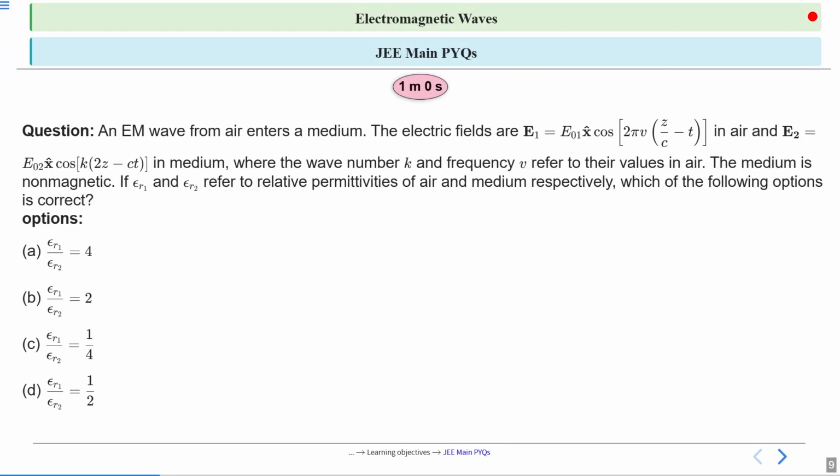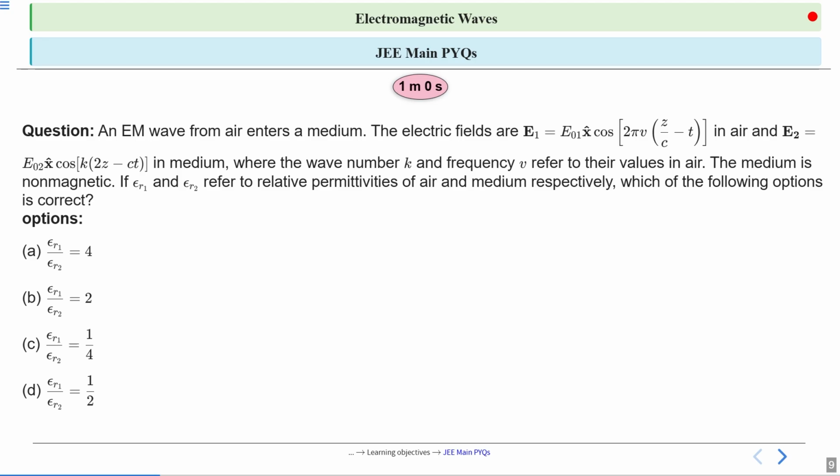Next question. An EM wave from air enters a medium. Okay, so an electromagnetic wave enters a medium. The electric fields are E1 equal to E naught 1 x cap, where E naught 1 is the peak or maximum value of the electric field E1. That means the electric field is along the x axis, times cos 2 pi nu z upon c minus t.